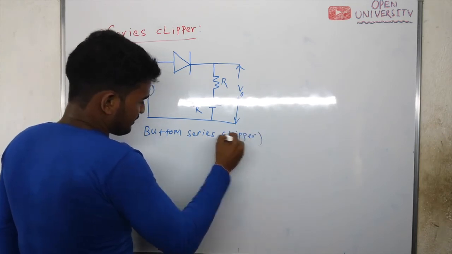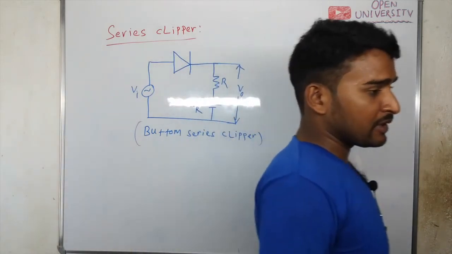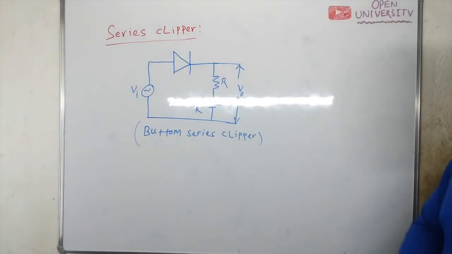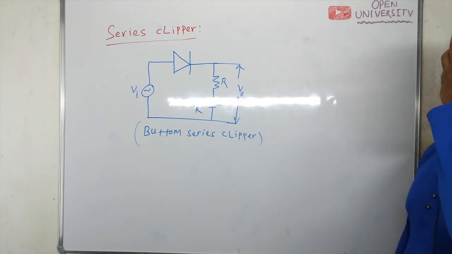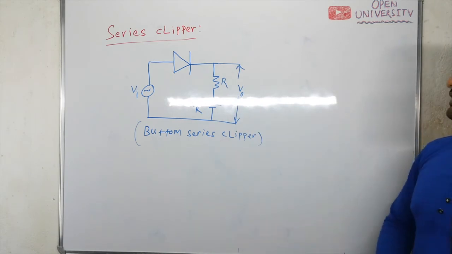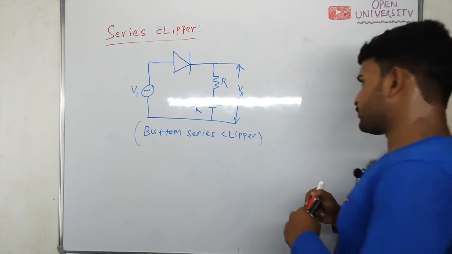I said that series clipper is also of two types: one is bottom clipper and the other is peak clipper. Bottom clipper is also called negative clipper. So it is called bottom series clipper. Since output is taken in series with the diode, it is called series clipper. Now, in order to understand this circuit, you can assume the diode is off.